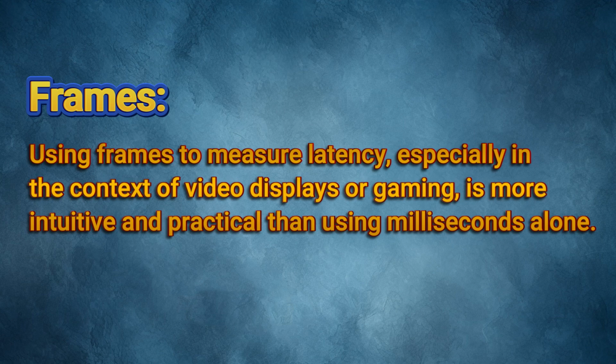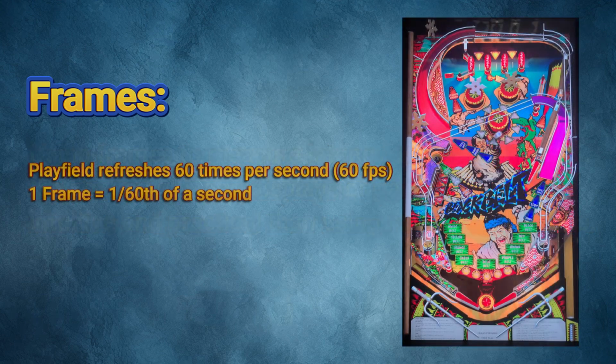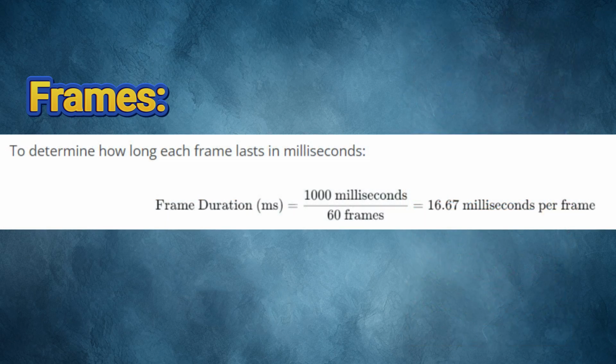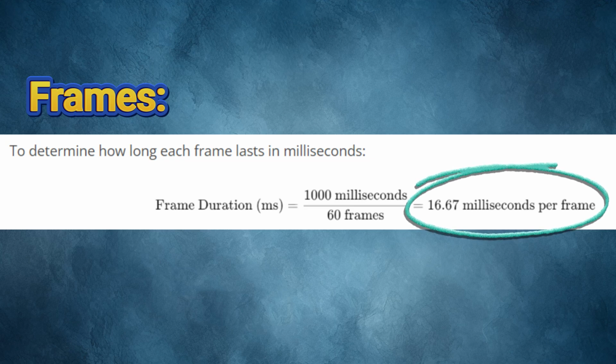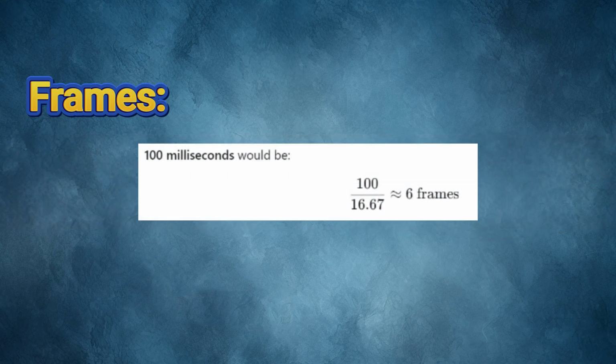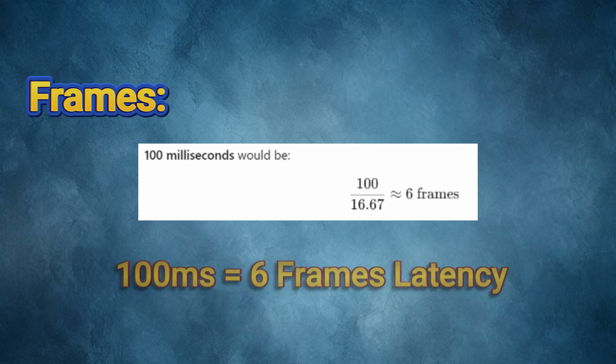For example, the Legends 4KP playfield operates at 60 Hz. That is, in 1 second the display refreshes 60 times. Therefore, each frame represents 1/60th of a second. To calculate the duration of each frame, we'll use this formula, which equates to 16.67 milliseconds per frame. Therefore, if we measured 100 milliseconds latency, the number of frames elapsed would be 6 frames, 100 divided by 16.67. This approach provides a precise conversion from the time in milliseconds to the number of frames on a 60 FPS display.